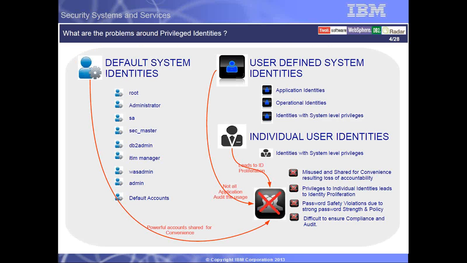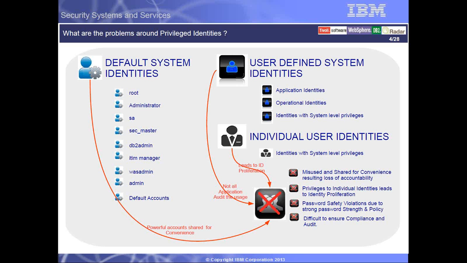What are the problems around privileged identities? I've categorized them in 3 areas. Let's go with the default system identities. You have root, administrator, sec master, DB2 admin, and so on and so forth. These are powerful accounts which are usually shared for convenience by the administrators. Now that brings a challenge with accountability: who really used it and the actions performed under it. So accountability is a problem here.